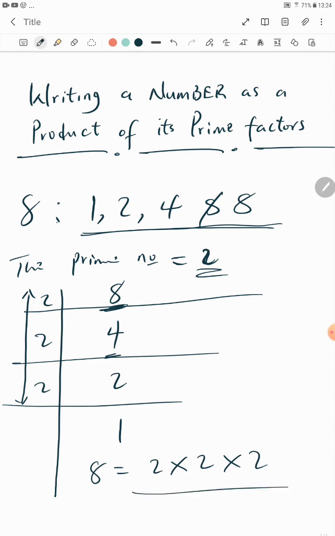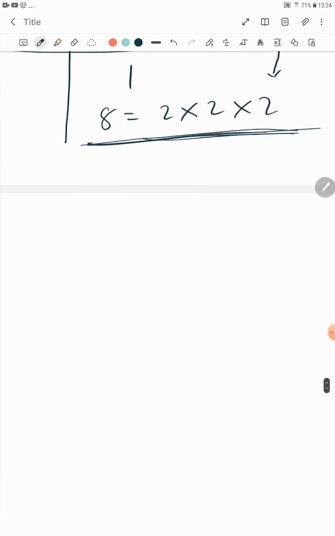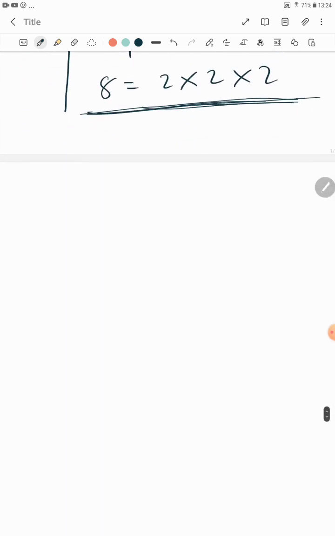And then 8 has been written now as a product of its prime factors. You see, it is only 2 which is a prime factor, the only prime factor of 8 that appears in this product that we have written. So 8 can be written as 2 times 2 times 2. I hope you do understand this. So let's try more. Let's write a proper example now.